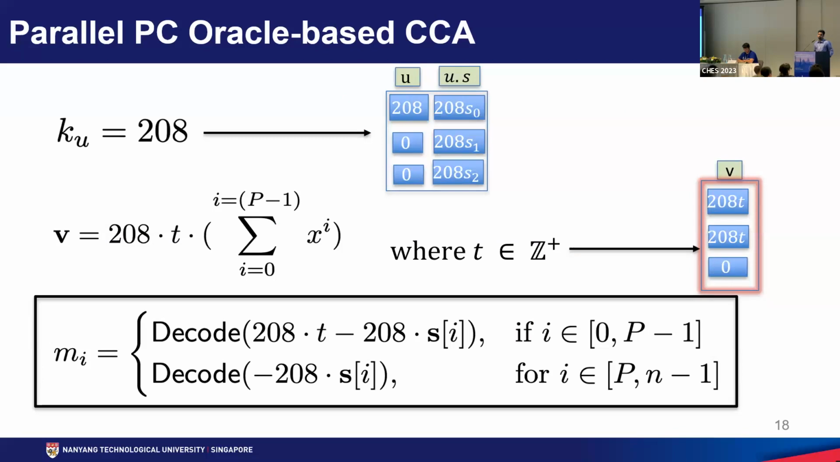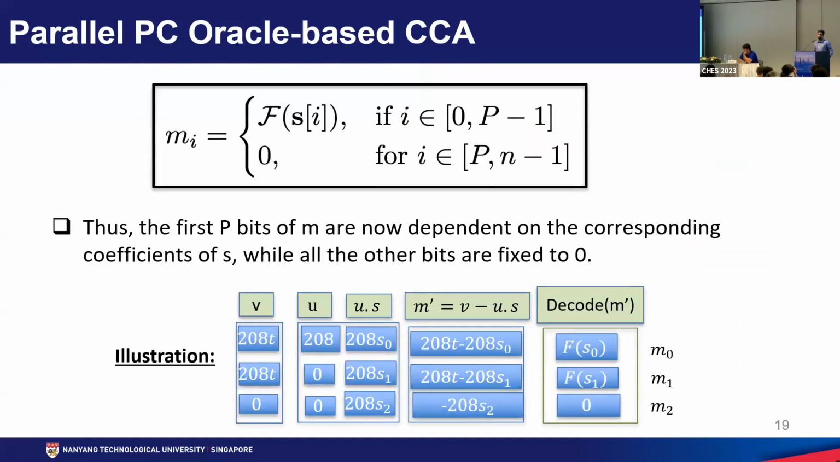For the binary PC Oracle attack that we discussed before, we fixed the message at the first location, and for that we chose u to be 208. We can use the same thing for the parallel PC Oracle attack. The only difference is that instead of fixing v only at the first location, we fix it at P locations, where P is the number of secret key coefficients that we need to retrieve in parallel. In this example, we fixed at 2 locations. Now the message bits that we observe at the output, M0 and M1, will give you information about the secret coefficients at 2 positions.